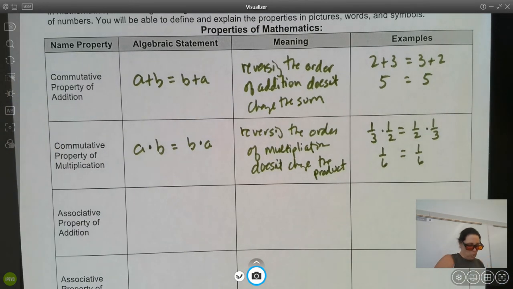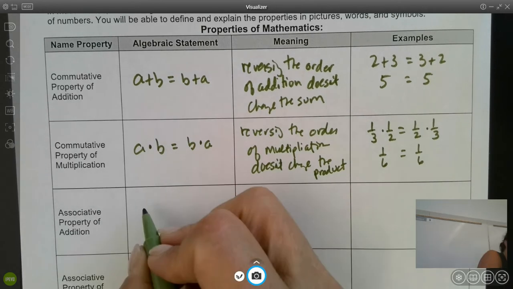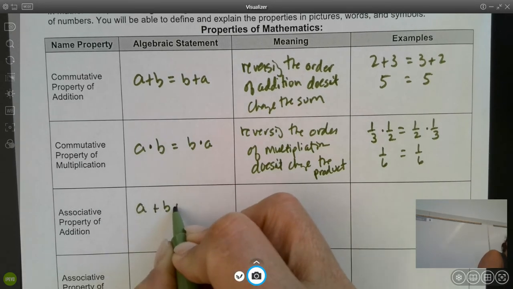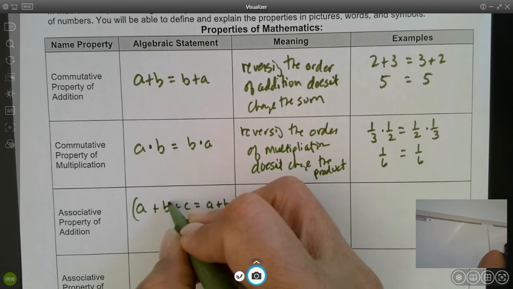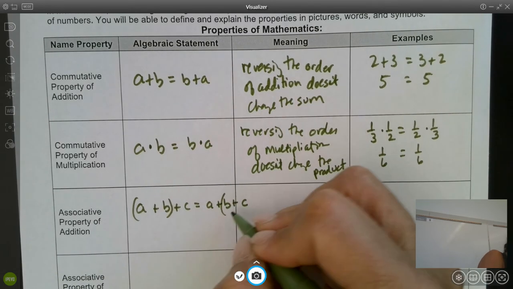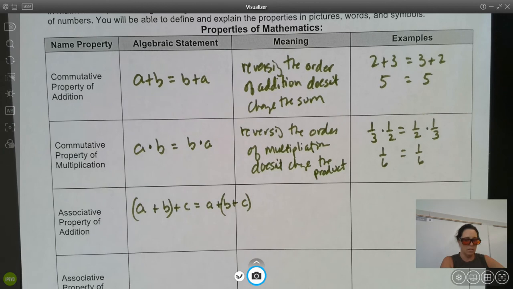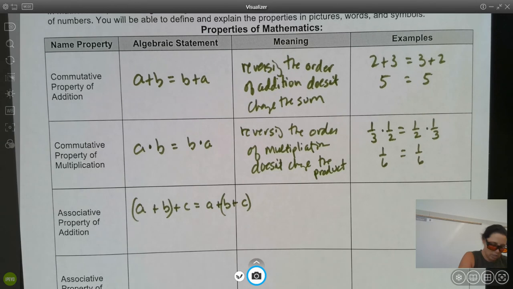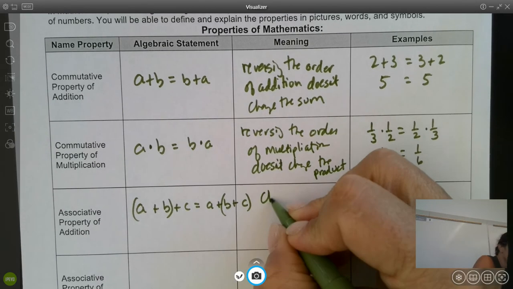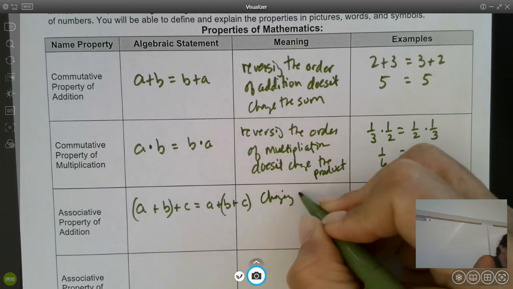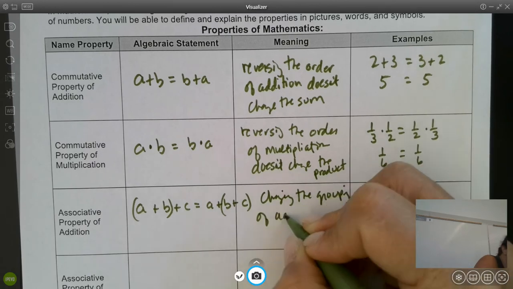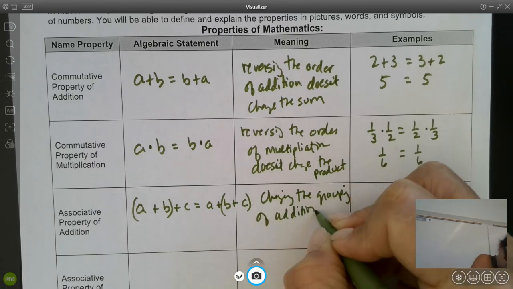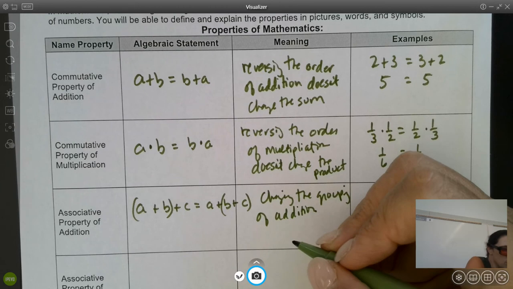Associative property of addition, to refresh your memory on that, we said (A plus B) plus C equals A plus (B plus C). We're going to group those together, and then we're going to group those together. So changing the grouping of addition does not change the sum.